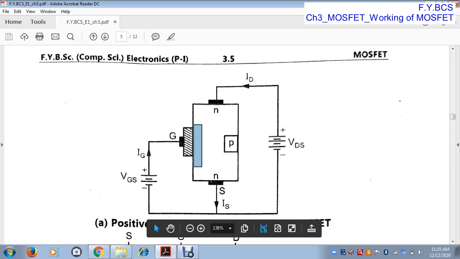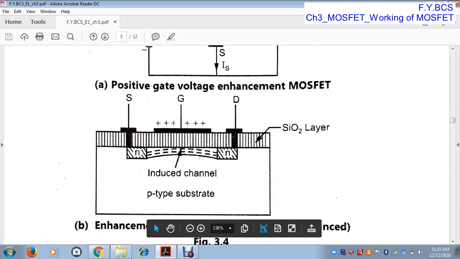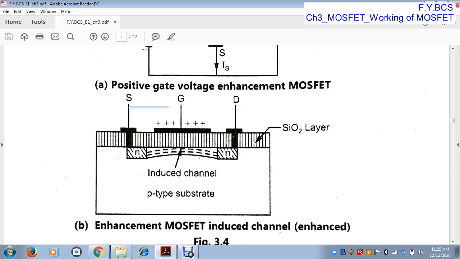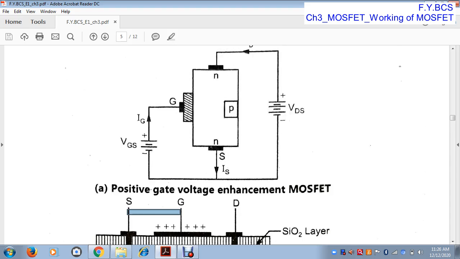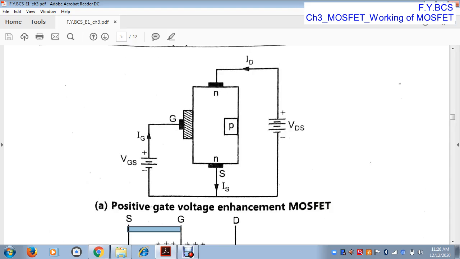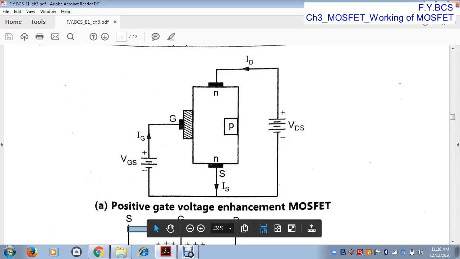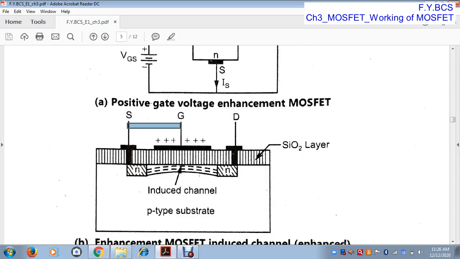Why? Because if the gate to source voltage is zero, then no channel is formed between source and drain. This channel is not present if the gate to source voltage is zero. So even if we apply the VDS, there is no current flow through the drain terminal, because this voltage is zero and there is no channel between source and drain.